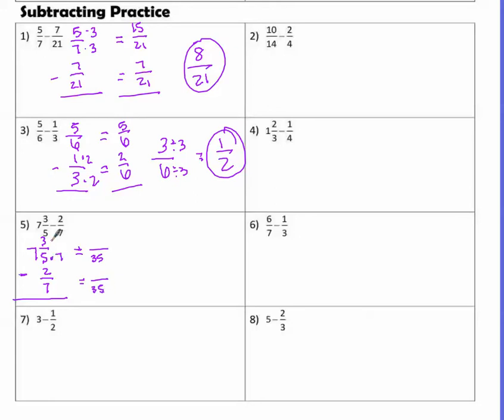Five times 7 is 35. So 3 times 7 is 21. 7 times 5 is 35. So 2 times 5 is 10. 21 minus 10 is 11. Keep your denominator of 35. 7 minus 0 is 7. This does not simplify, so circle this for your final answer.